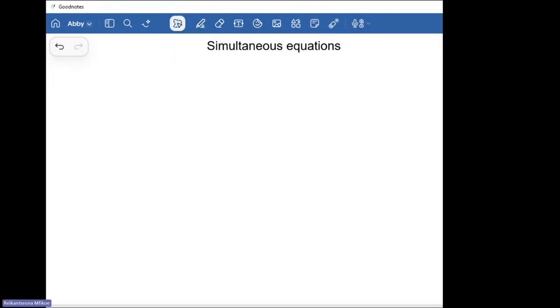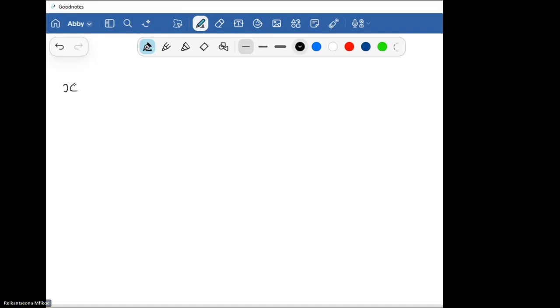Hello everyone. Today we'll be focusing on simultaneous equations. The first equation we'll be looking at reads x + 6 = 2y. That's going to be our first equation because we know with simultaneous equations, we are given two equations and then we find our third equation. So this is equation 1, equation 2.